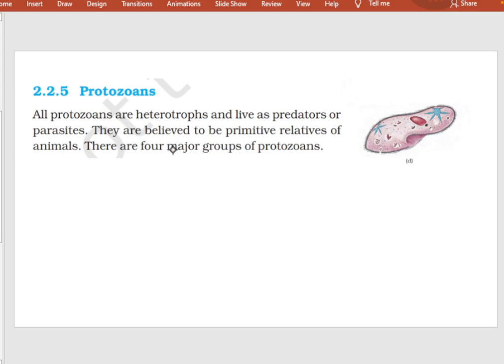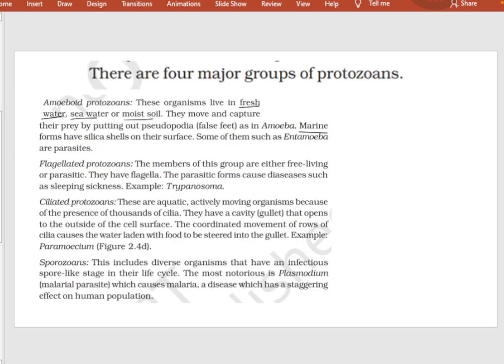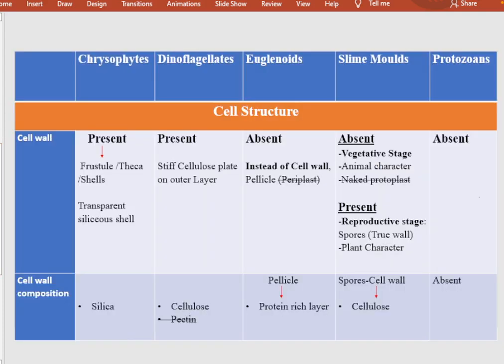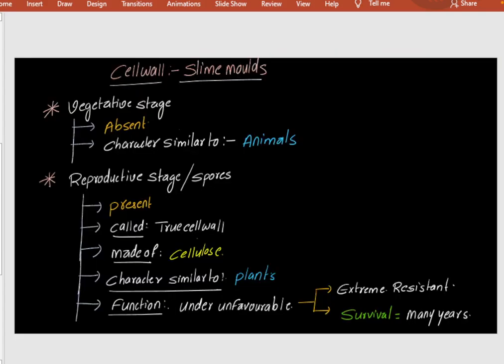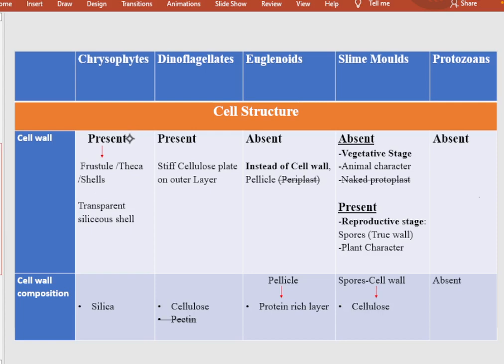The vegetative stage is absent. In the protozoans, nowhere is it mentioned that a cell wall is present, so the protozoan cell wall is absent. Is it clear? Just see here: present, present, absent, absent, absent, but present in the reproductive stage. Frustule, theca, shell, transparent siliceous cell, stiff cellulose plates on the outer layer. Instead of a cell wall, there is a pellicle, also called periplast. Absence of cell wall in the vegetative cell is the animal character, whereas presence in the true spores is the plant character.